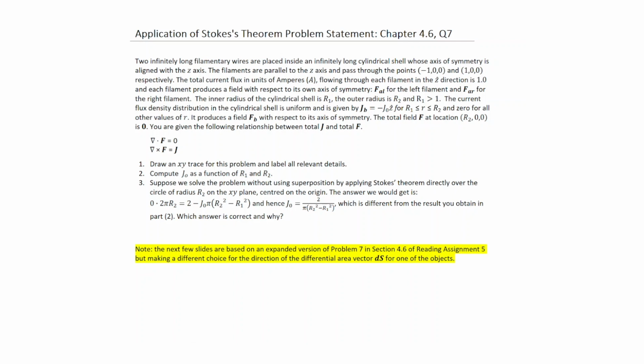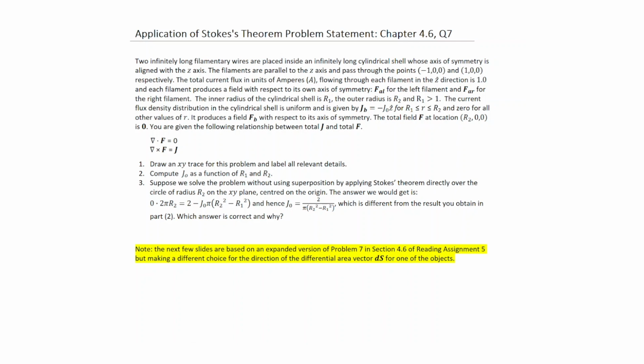So 3 parts to the question. First is draw an XY trace for this problem and label all relevant details. This is an important step in almost every problem that we're dealing with when we're talking about Stokes' theorem problems. The type of trace you take will very much depend on the way the problem is posed. The second part of the problem is to compute J0 as a function of R1 and R2.